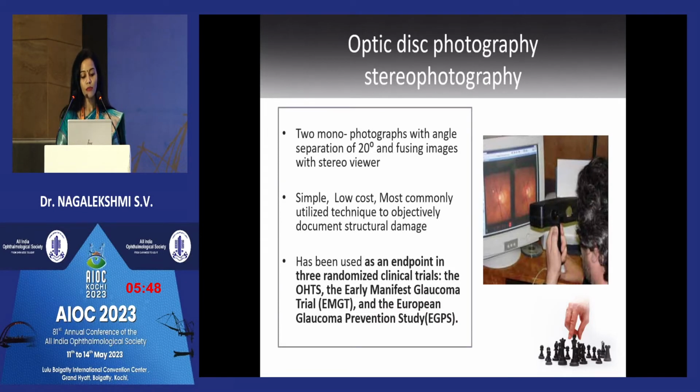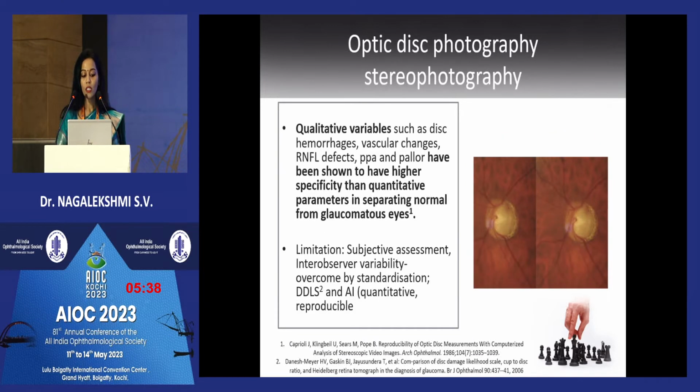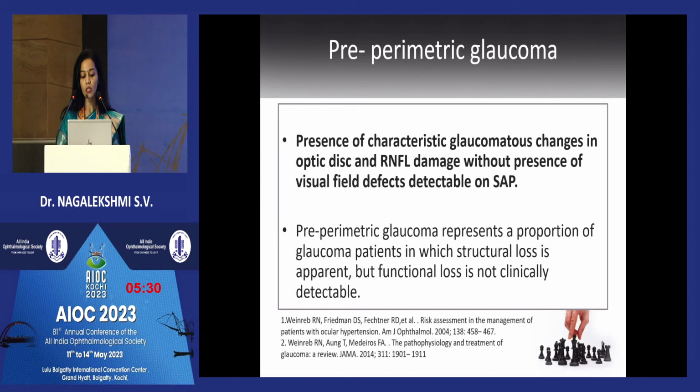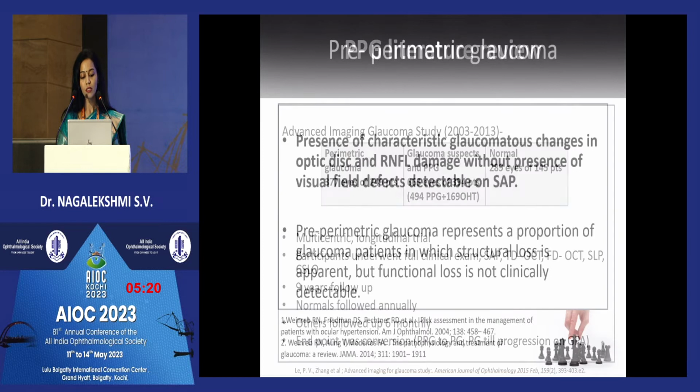Talking about the photography, it is the most commonly used method of documenting structural change, and it has also been used as an endpoint in various major randomized controlled trials. And the qualitative variables which are documented by the photographs have a higher specificity than the quantitative parameters. So this structure-function discord causes the concept of pre-perimetric glaucoma, where there is a presence of characteristic glaucomatous change without presence of visual field defects.